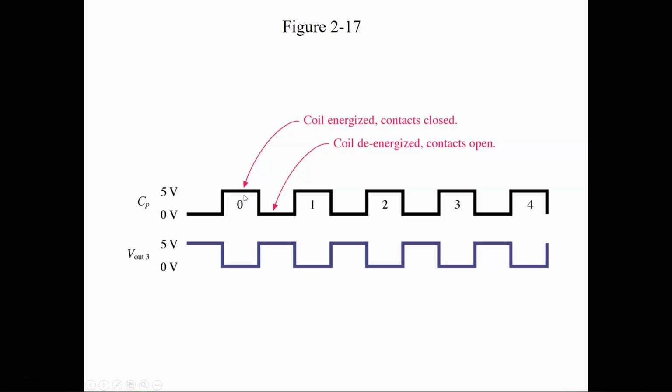So when the coil energizes, that means that the signal will go high. When the coil de-energizes, the contacts will open. So at 0, this one's giving an output of 5 volts. When this one goes to 5 volts, this one goes to 0 volts, and so on and so forth down the whole thing. This is how the clock would work.